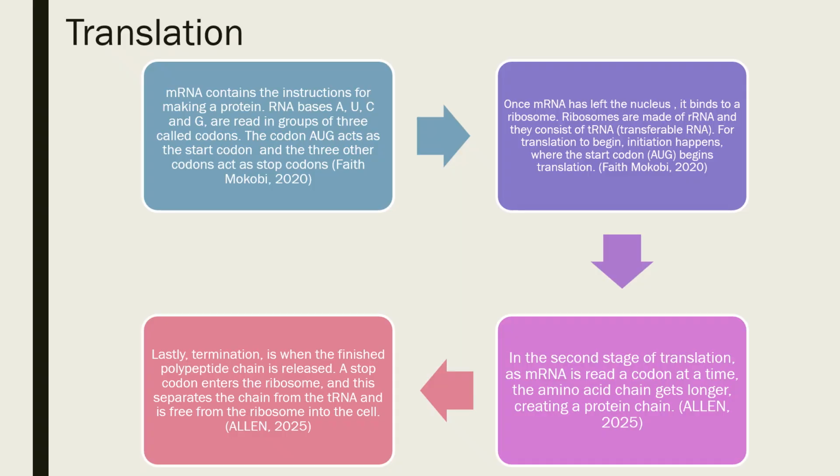This means it brings specific amino acids that are needed to make particular proteins. The amino acid chain gets longer, creating what's called a protein chain. And lastly, termination is when the finished polypeptide chain is released. A stop codon enters the ribosome and it separates the chain from the tRNA and is free into the cell.